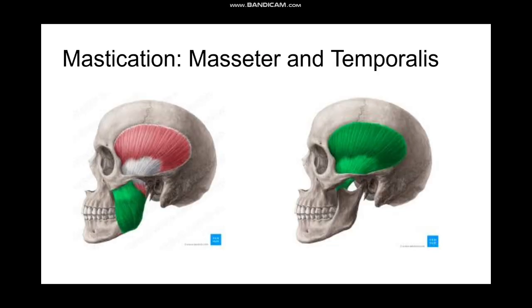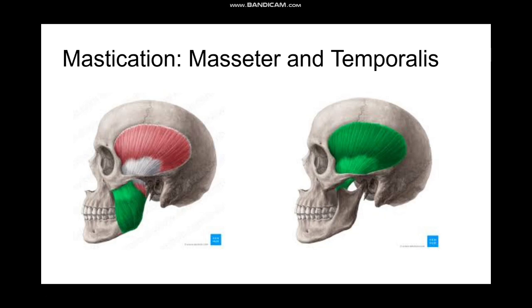And now we're going to move on to the mastication. I'm not going to use the kids as an example anymore because I'm not going to show them eating. That would be weird. Anyways, these are the muscles that elevate the mandible, which means these are the muscles that allow you to close your jaw.